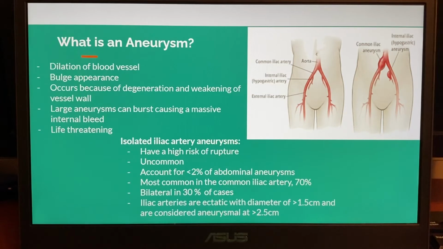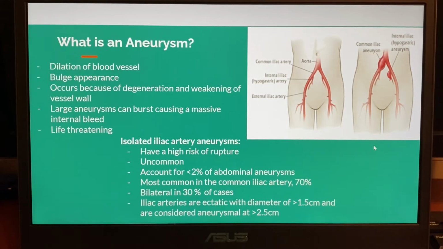The most common iliac artery aneurysm is in the common iliac artery. You can see a little bit in this picture, there's the common iliac artery, and then it branches off into the internal and the external. But 70% of iliac artery aneurysms happen in the common iliac artery up here. And in 30% of cases, it happens bilaterally, so it will happen in the right and the left.